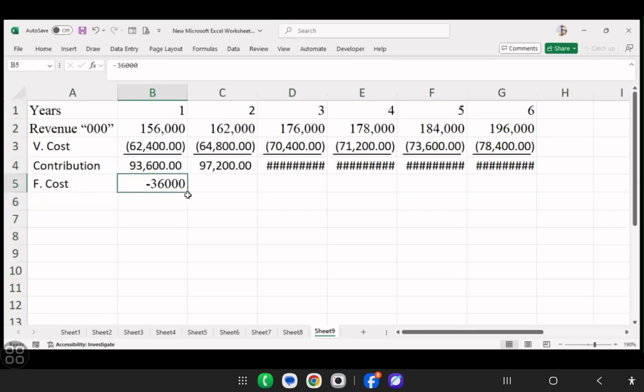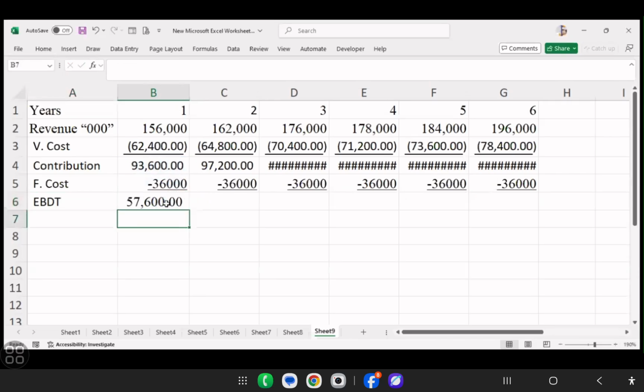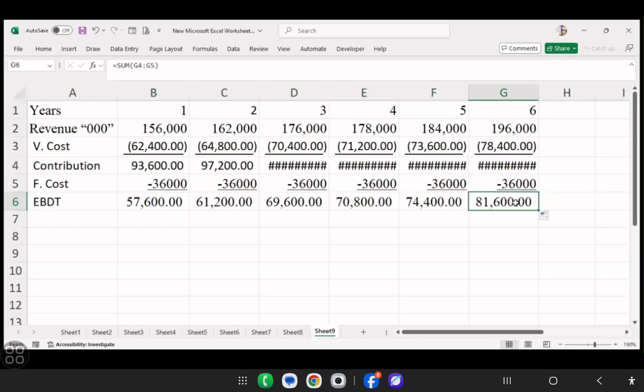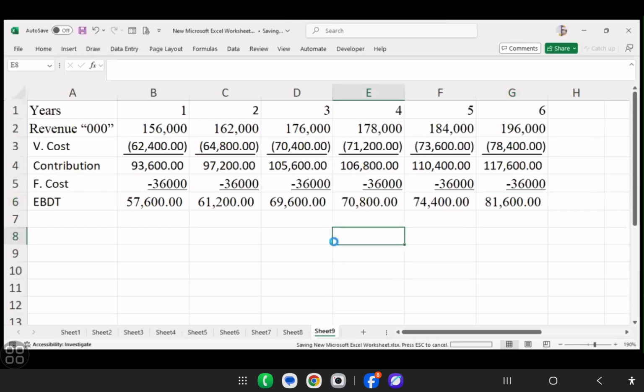I'll put it like that. Then I'll call this one earnings before depreciation and tax, which is equal to, we take the contribution minus depreciation. That gives me the earnings before depreciation and tax like that. I hope it is understandable from there.